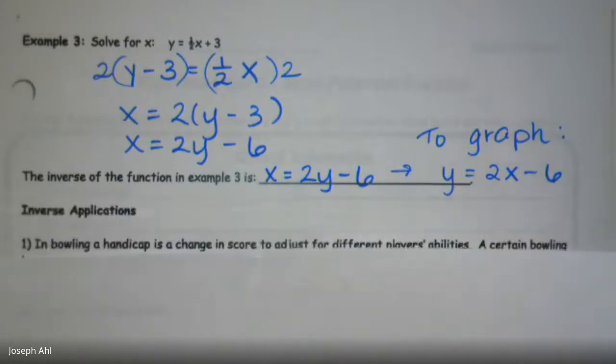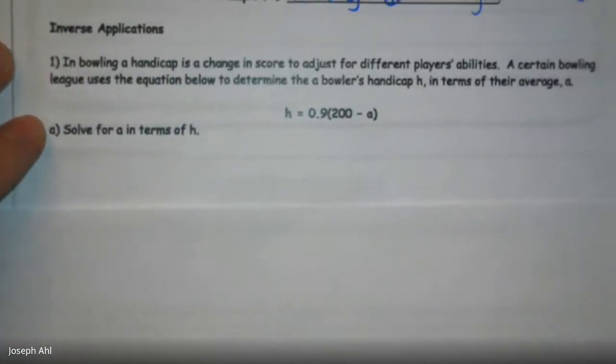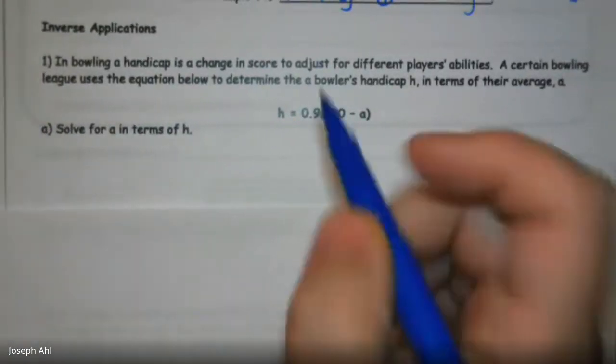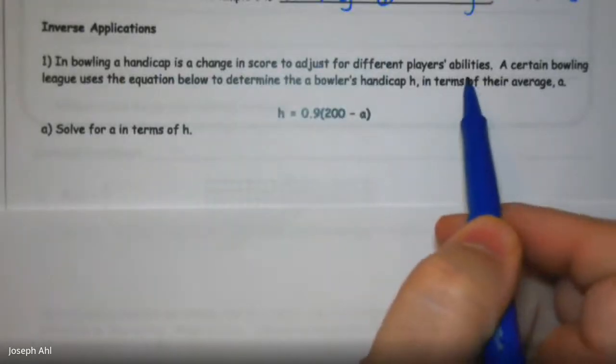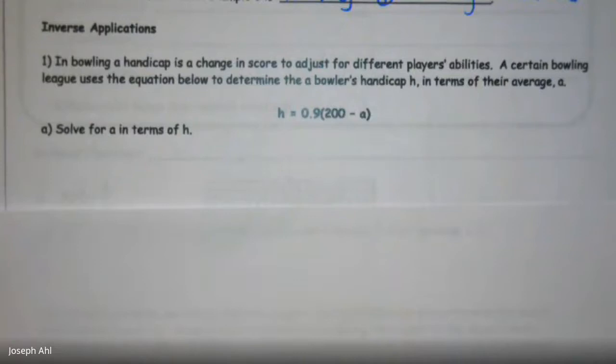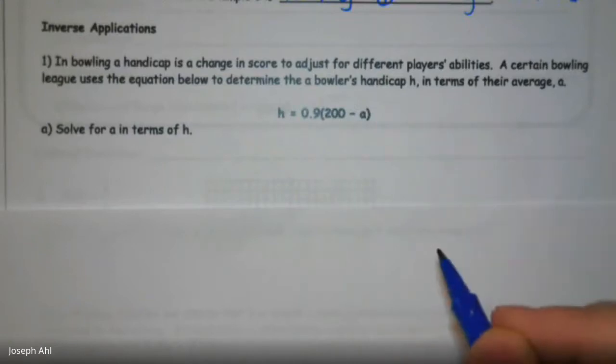So if we look at the next two questions in inverse applications, the first question right here is dealing with a bowling handicap. So it says, in bowling, a handicap is a change in score to adjust for different players' abilities. This happens in other things like golf. A certain bowling league uses the equation below to determine a bowler's handicap H in terms of their average A.